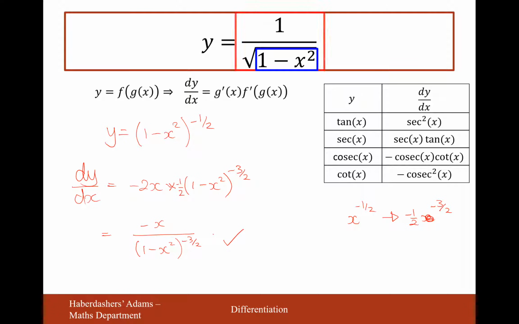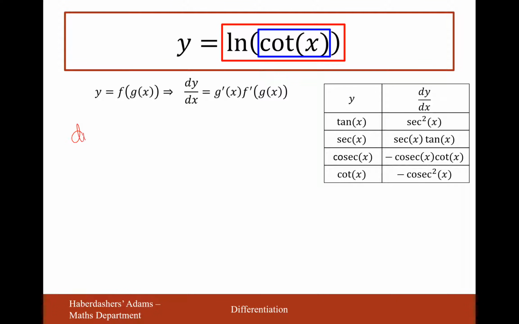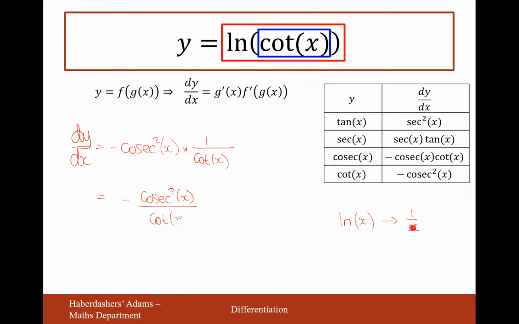Moving on to the next one. Ln cot x, well this is another chain rule one. Inside function of cot, outside function of ln. So in this case, let's start differentiating. Cot differentiates to minus cosec squared x. And ln, remember the ln function, ln x, differentiates to 1 over x. But it's not going to be 1 over x, it's going to be 1 over the inside function. So that would be times by 1 over cot x. So in this case here, the final answer being minus cosec squared x over cot x.